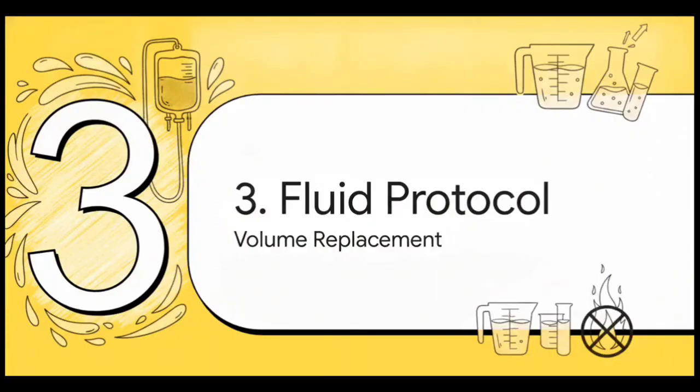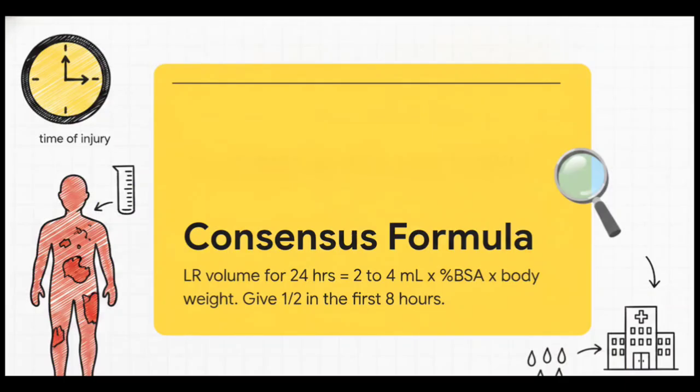Section 3. Fluid resuscitation protocol. You know, improved survival in modern burn care is largely thanks to aggressive, highly calculated volume replacement. You need to have the consensus formula down cold. The lactated Ringer's volume for the first 24 hours is 2 to 4 milliliters multiplied by the percentage of BSA burned multiplied by the patient's body weight in kilos. You give exactly 1/2 of that entire volume in the first 8 hours and the rest over the next 16 hours. And here's the massive kicker. That clock starts at the time of the injury, not when they finally roll through the ED doors.